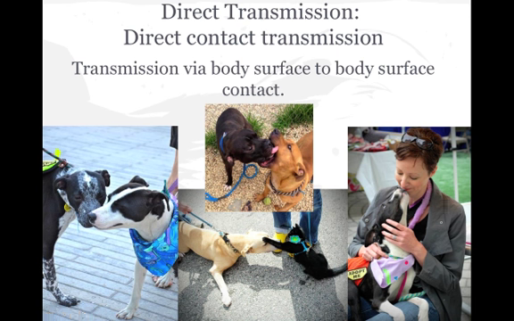So first, let's talk about direct transmission. Direct transmission, as you noticed on the flowchart, can be divided into direct contact transmission as well as droplet transmission. As you guys can see here, direct contact transmission requires body surface to body surface contact between either animals of the same species or animals of different species. It's important to note that with a different species, humans are also considered a different species, especially in the case of zoonotic diseases.